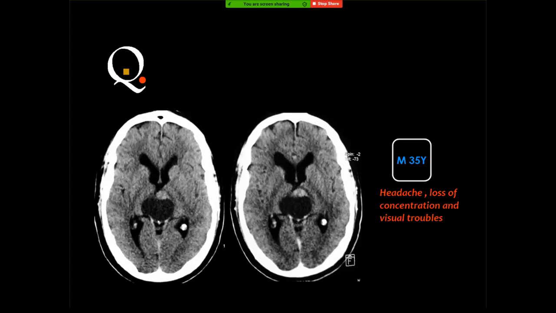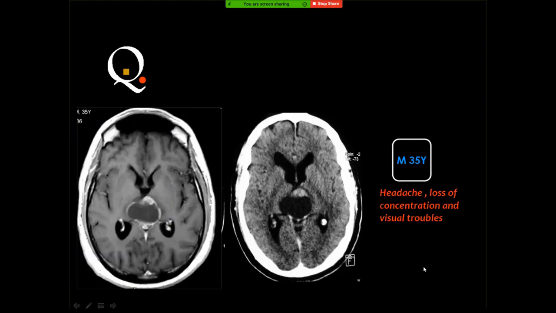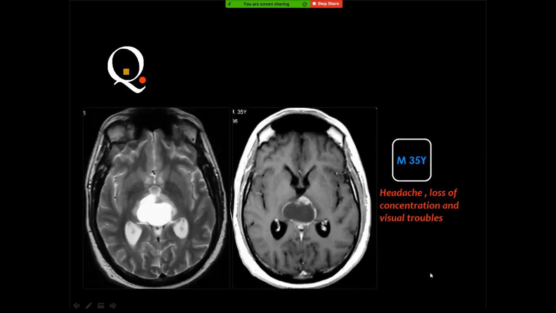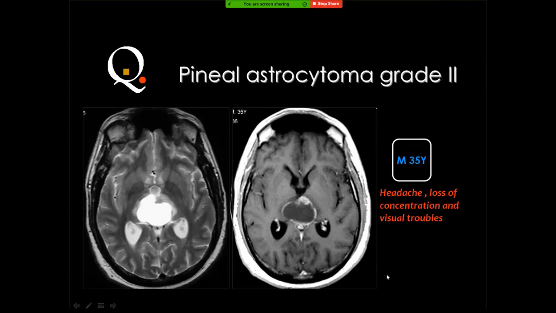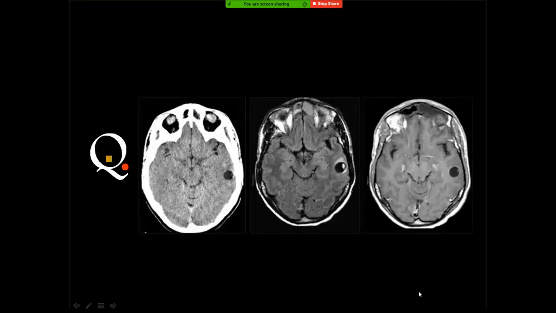Cyst? Colloid cyst? No, this is a pineal lesion. This is a mass lesion in the pineal body, and it is a pineal teratoma. This is before contrast, and this is after contrast, and you may have some of the MR images as well. Pineal cyst? It is not a simple cyst because there is an enhancing nodule. Pilocytic, yes, and this was pilocytic astrocytoma in the pineal body.